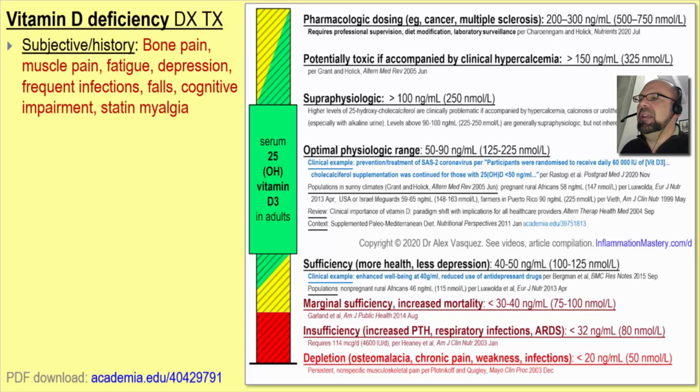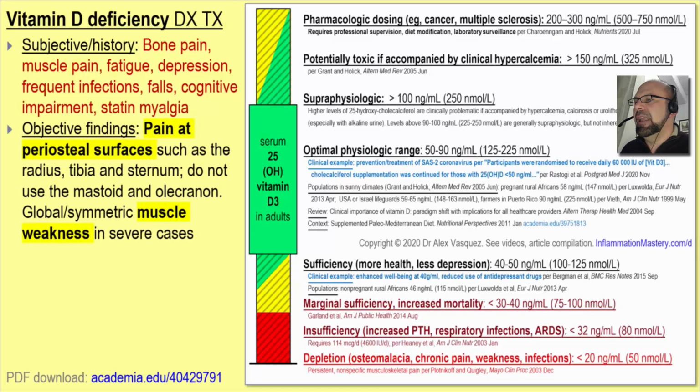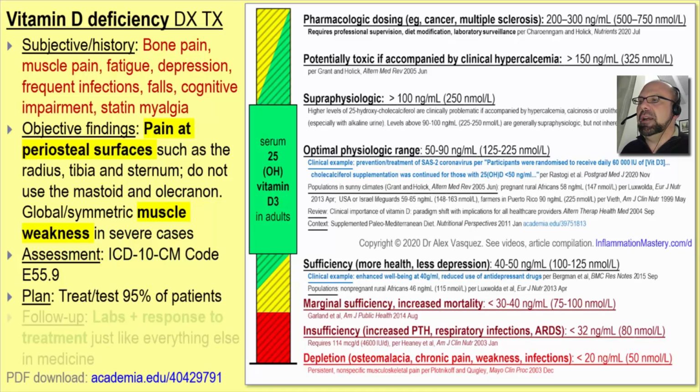Again, bone pain, muscle pain, fatigue, depression, frequent infections, falls, cognitive impairment, and statin myalgia. Pain at periosteal surfaces, such as the radius, tibia, and sternum, also global muscle weakness. We make a conclusive diagnosis with lab tests, and then we code appropriately. Our plan is to test and treat about 95% of our patients who are deficient, and our follow-up is labs and response to treatment, just like everything else that we do in clinical practice.